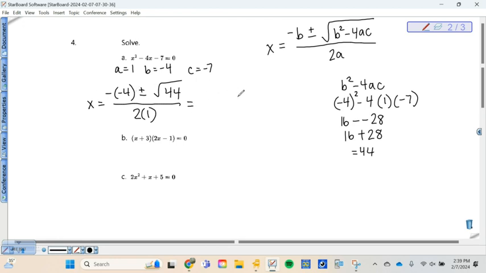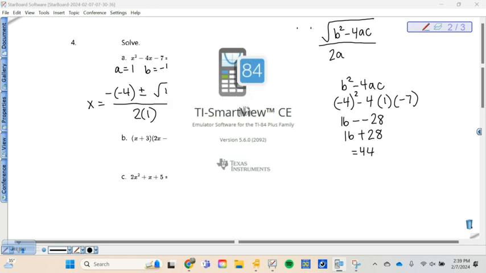Negative 4, what happens? Yeah, it's a positive 4. So now I have 4 plus or minus the square root of 44 divided by 2. You can leave your answer like that. I'm not going to be super picky about it, but you could also figure out the approximate value of both of those solutions, right? Do you want me to show you that on the calculator? Yeah. Okay. This answer is good enough just as that is. There's ways of simplifying the radical, but I'm not going to get into that with you guys.